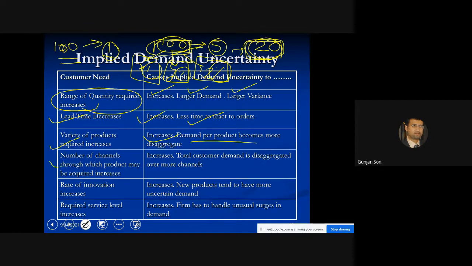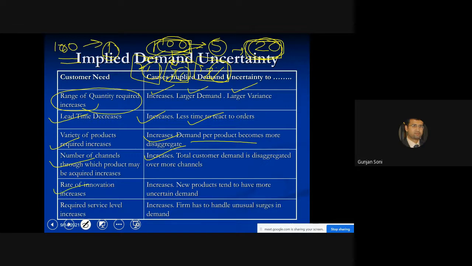If the number of channels through which product may be acquired increases, that means if I can purchase a mobile phone from a retailer near my home, I can purchase it from a website, I can purchase it from a showroom. Okay, I can purchase it from OLX, because on OLX also you may find some new phones. So it is the same thing as we talked about with the variety. Here, the variety of channels through which you can acquire the product increases. So nobody knows through which medium I should be selling more, because you have to ensure availability. क्योंकि मीडियम चेंज होगा तो आपको उसकी लोकेशन भी चेंज करनी पड़ेगी. So again, it increases the demand uncertainty.